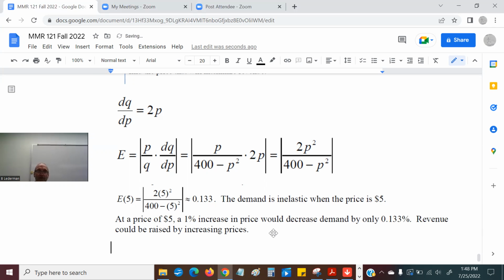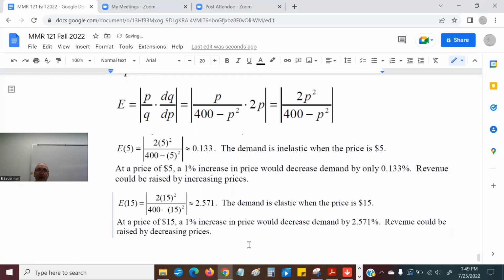Now, as far as the next case, all we have to do is plug in P equals 15. For that, we get 2 times 15 squared over 400 minus 15 squared, which comes out to approximately 2.571. You can just plug that into a calculator. Since it's greater than 1, demand is elastic when the price is 15. So if the price is 15, a 1% increase is going to decrease the demand by a whopping 2.5%.